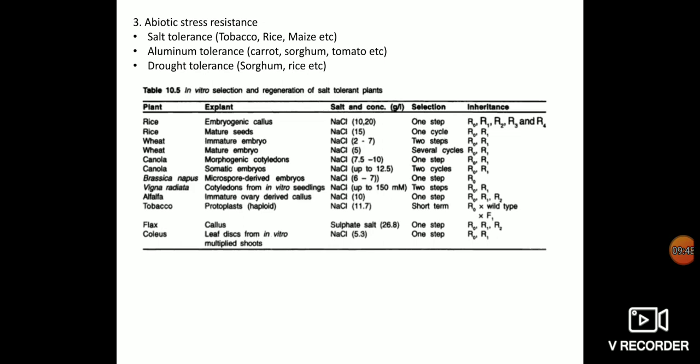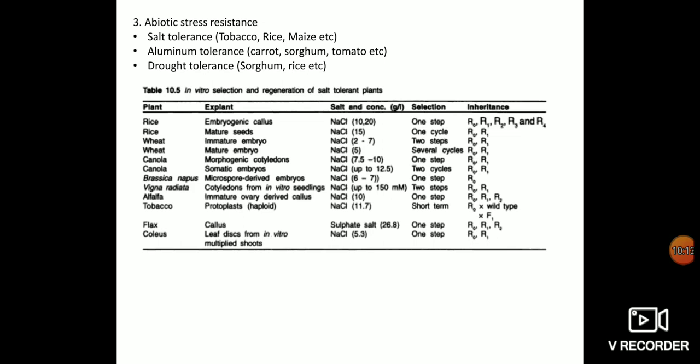Somaclonal variants from a cell culture of carrot were selected by exposing the cells to excess ionic aluminum in the form of aluminum chloride. Okay, what is mentioned is that somaclonal variants from cell culture of carrot were selected by exposing the cells to excess ionic aluminum in the form of aluminum chloride.